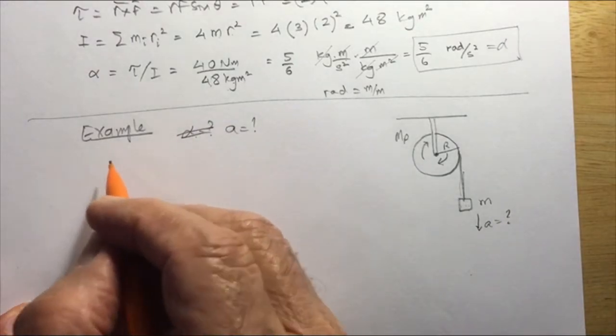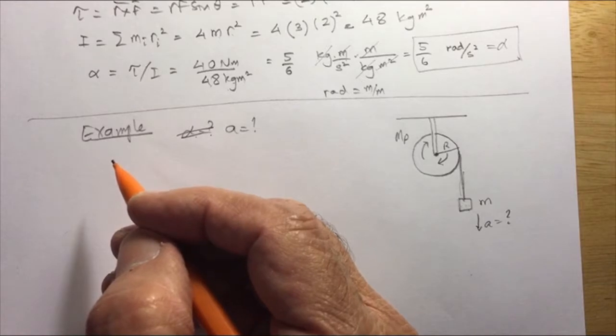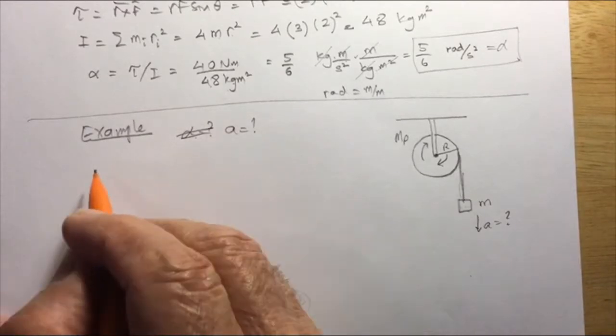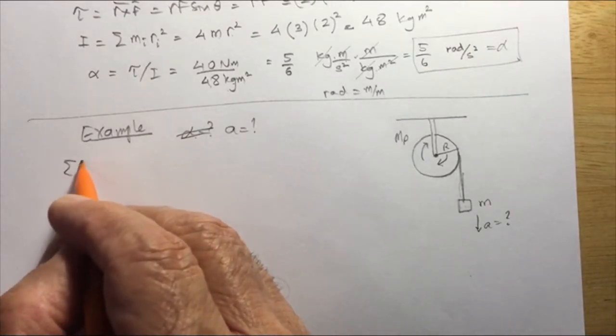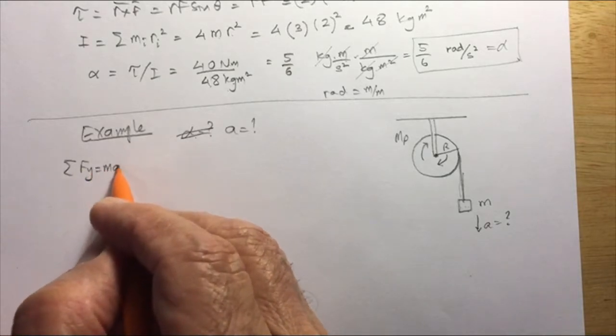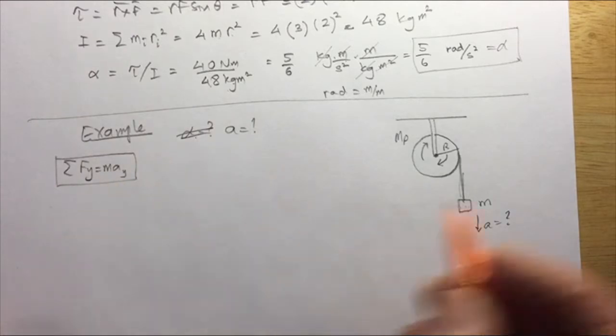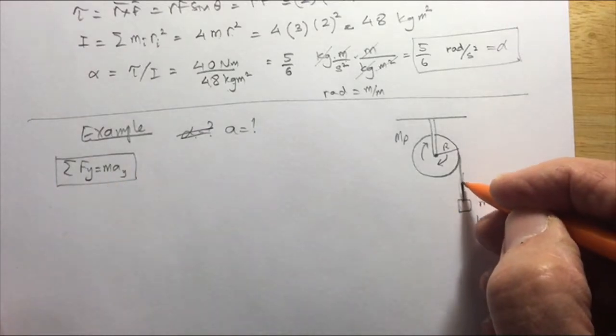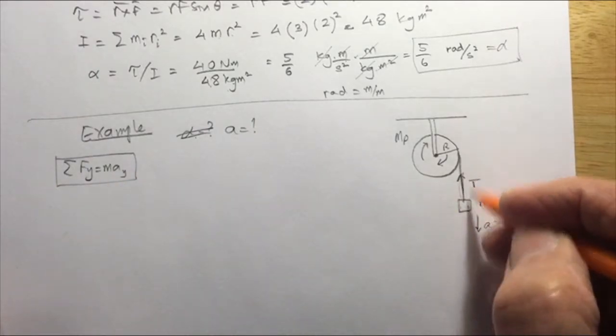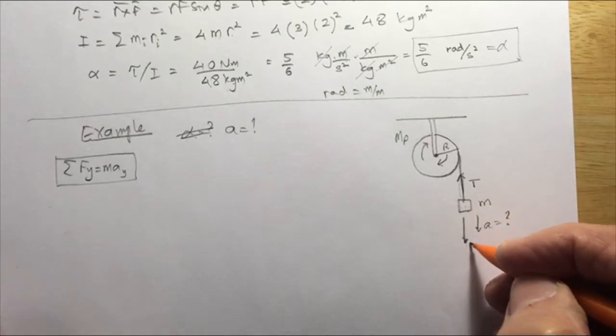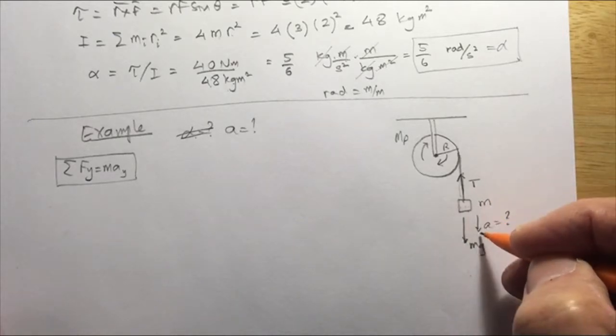So we'll say that the sum of forces in the y direction is ma. That's one equation which we will apply here. So we need the free body diagram. There's a tension pulling upwards, there's an mg pulling downwards, and there's an acceleration downwards.